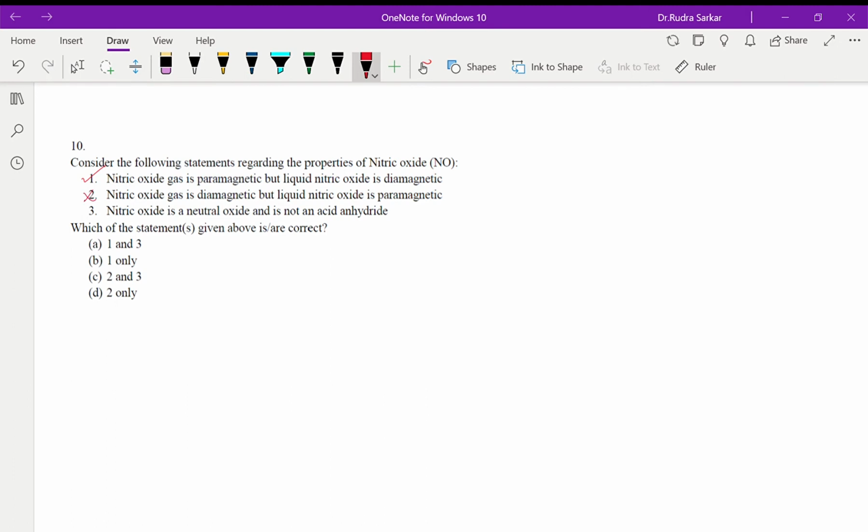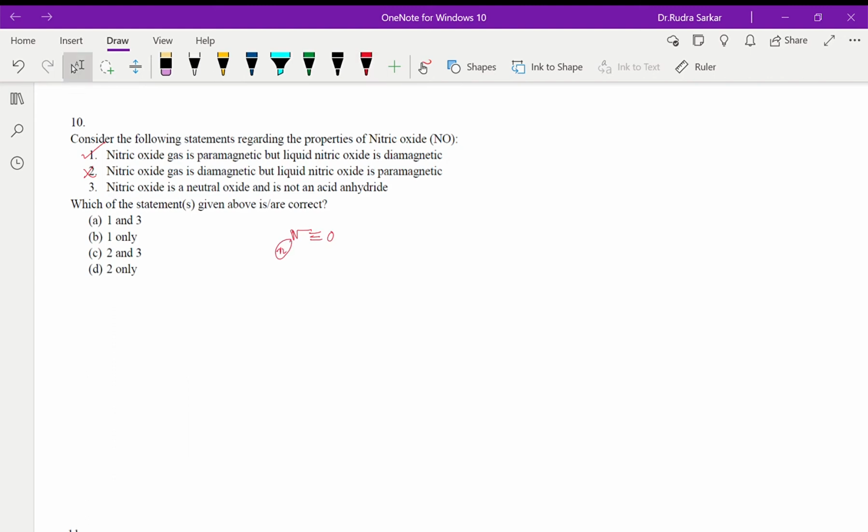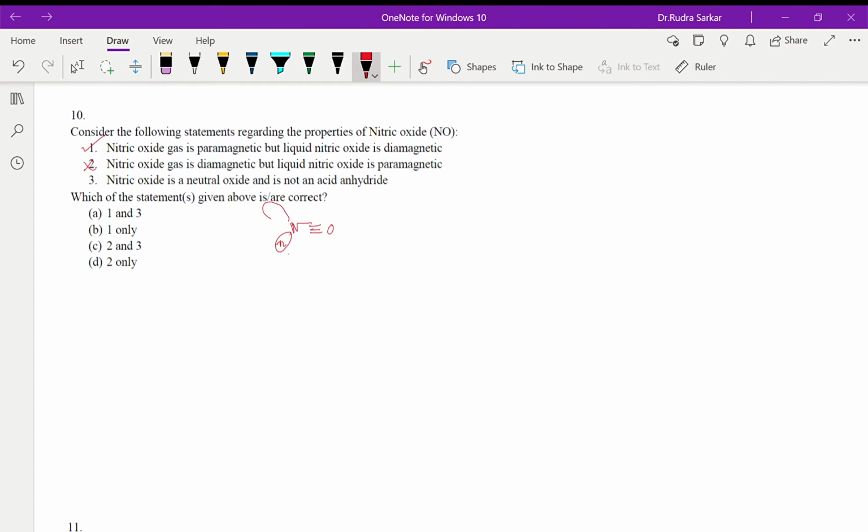All right, NO is basically, the N is sp2 hybridized and it has one unpaired electron, so it's an odd electron system. Now in the liquid it becomes a dimer, which is N2O2, and that becomes diamagnetic, but the gas is paramagnetic.